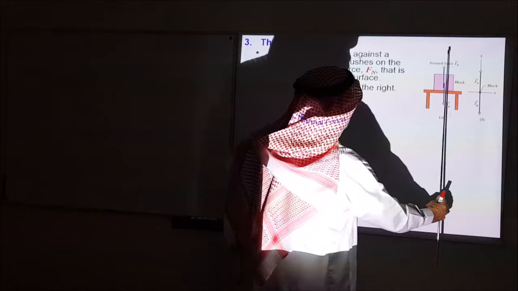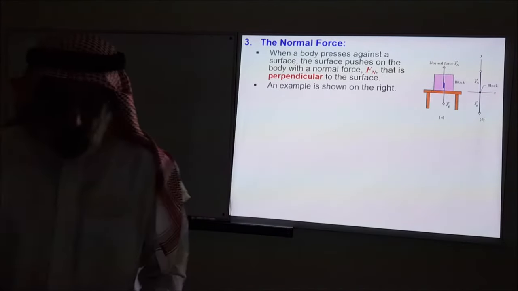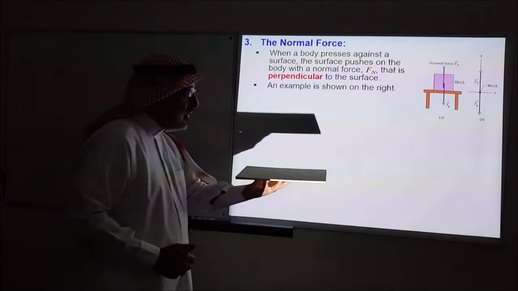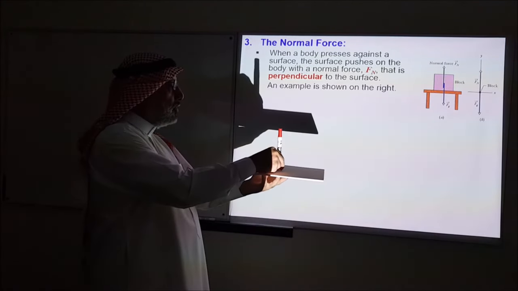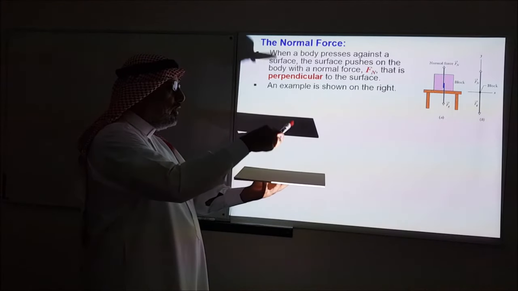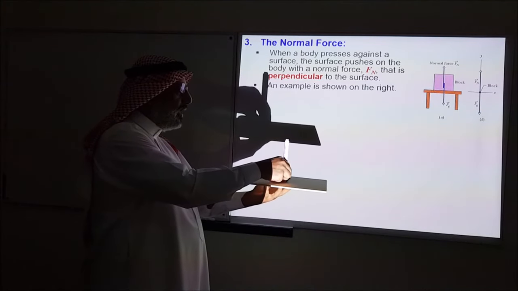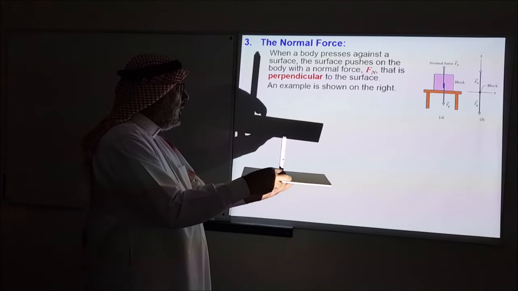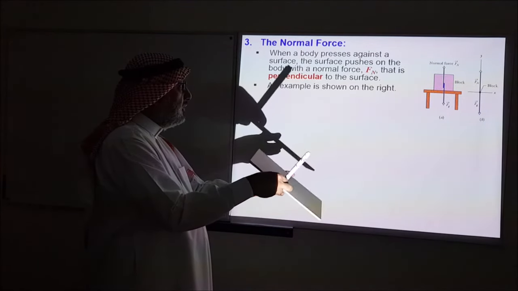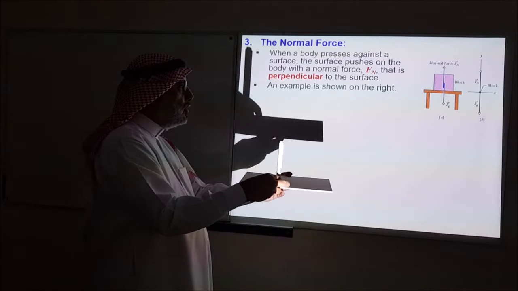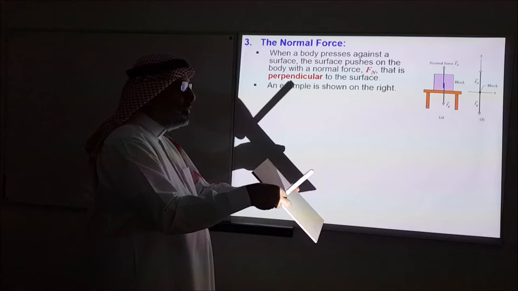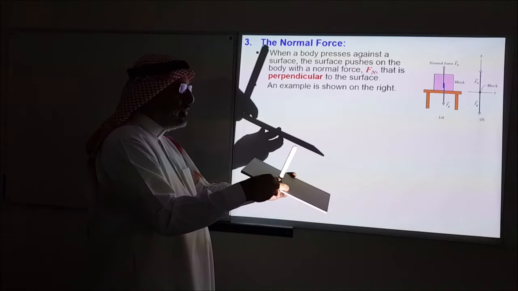Here is the normal force. It is perpendicular to the surface. And it will always be perpendicular to the surface. So here is the surface, and here is the normal force, the normal force to the surface. It will be like that. If I now tilt the surface, the normal force will tilt with it, so that it will always be perpendicular to the surface.